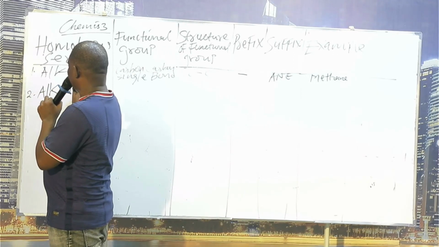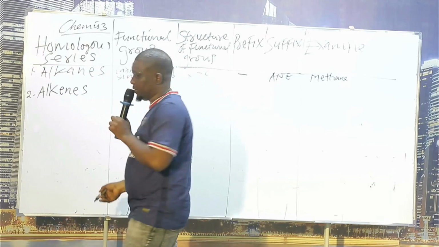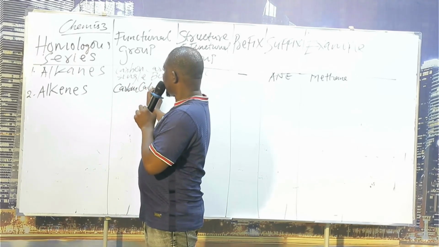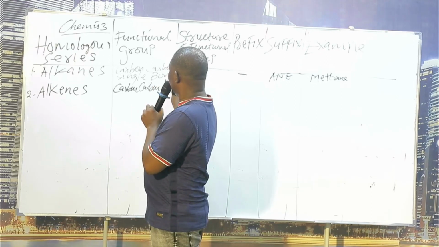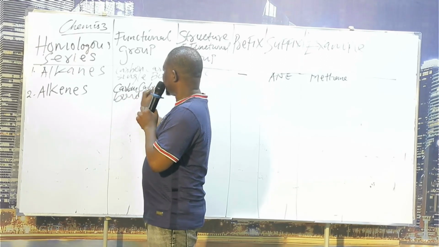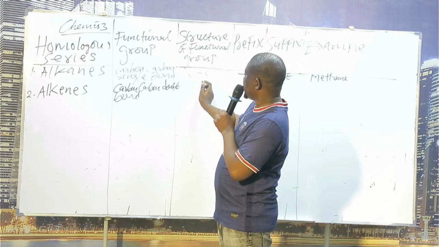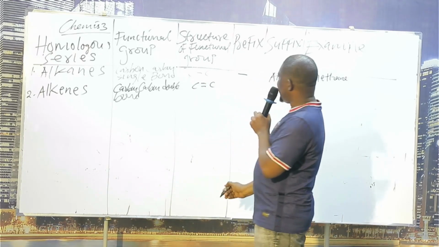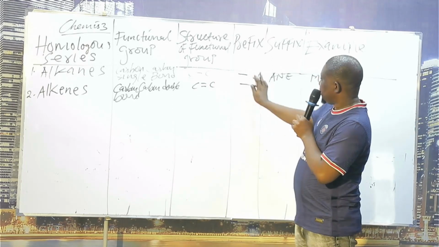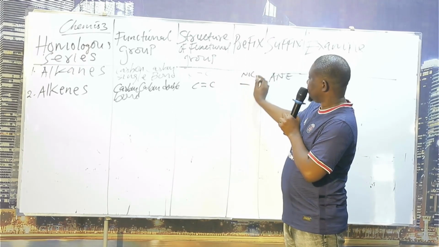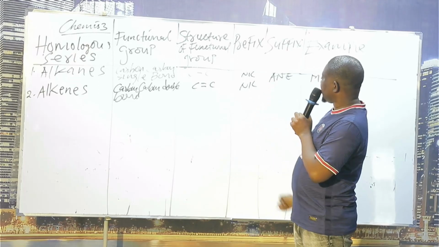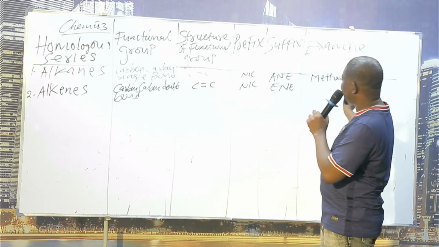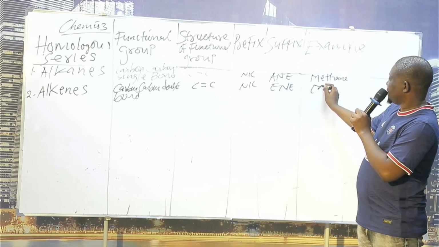If you have something like alkenes, what is the functional group of alkenes? Carbon-carbon double bond. How do you draw the structure? C=C. Does it have any prefix? Nil. Does it have any suffix? Yes, which is what? Ene. Example is what? Ethene.